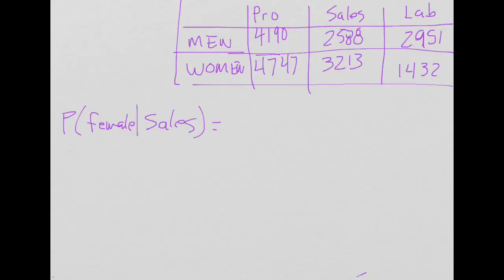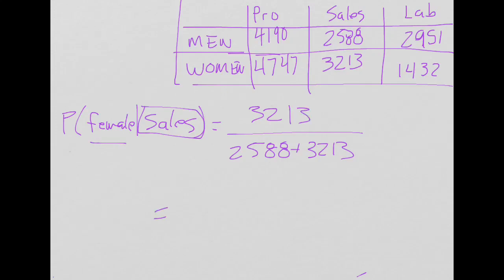Problemo number 6D. What is the probability that a person chosen at random is a female, given that they are in sales? So again, sales is the condition. That's going to be our denominator. So we're going to get the total number of people in sales, 2,588 plus 3,213. And we are going to divide the number of women in sales, which is 3,213, by that. Do that. You should get 55.38%.